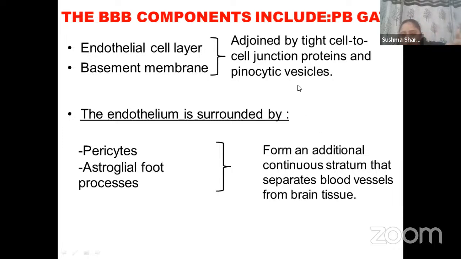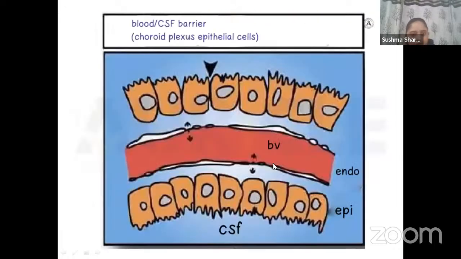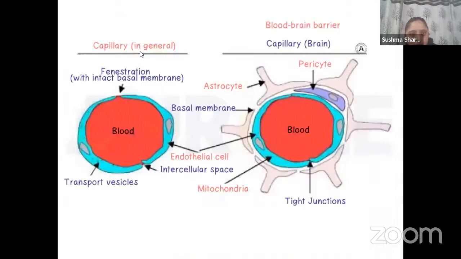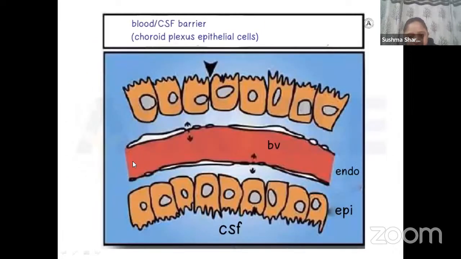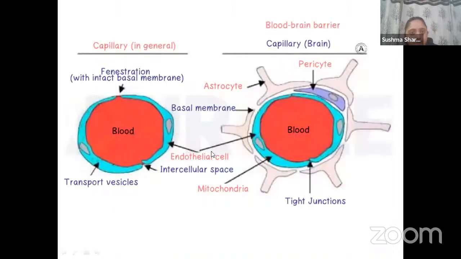I hope you know a little bit about what tight junctions and gap junctions are. And this endothelium, which is surrounded by the pericytes and astroglial foot processes, also forms an additional continuous stratum here. You can see in this that this is the blood vessel. This is the endothelium, and here is the CSF. You can clearly see how tight the junctions are. Nothing can pass between them.